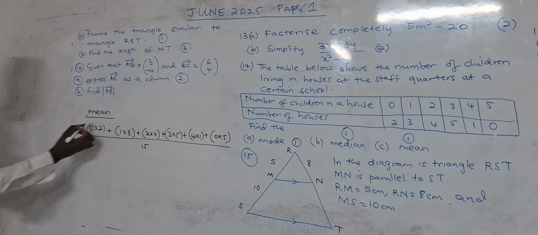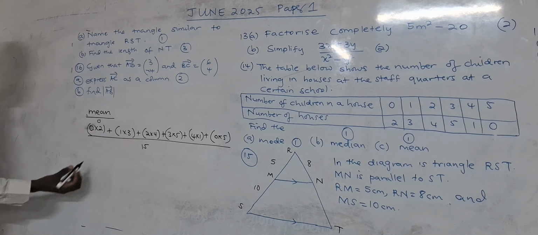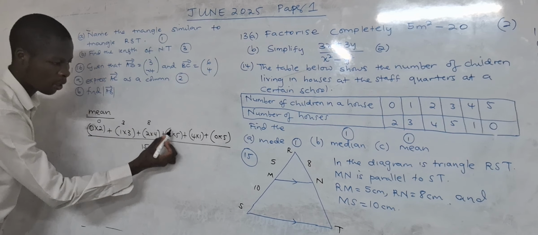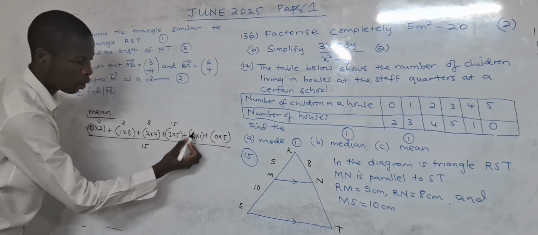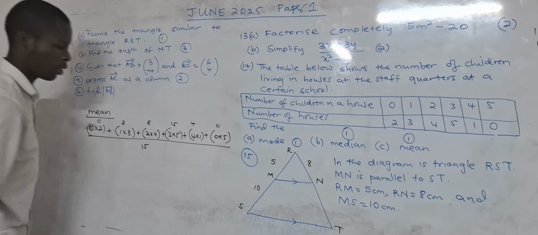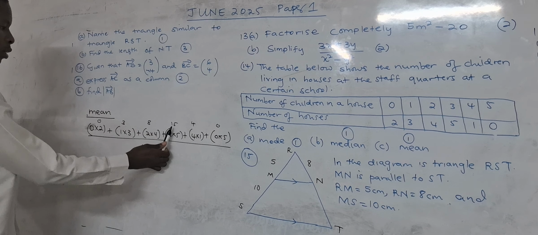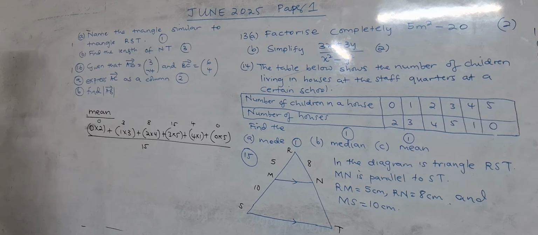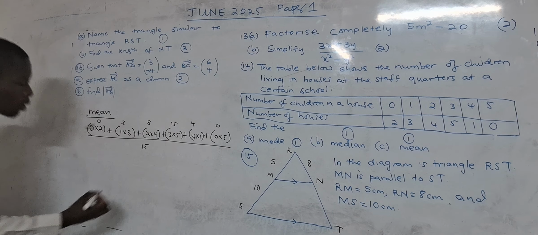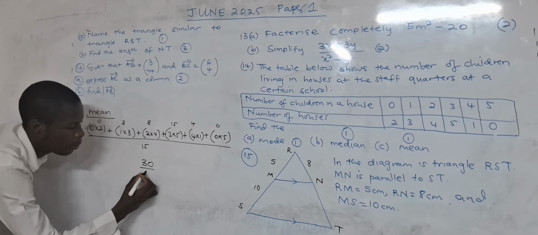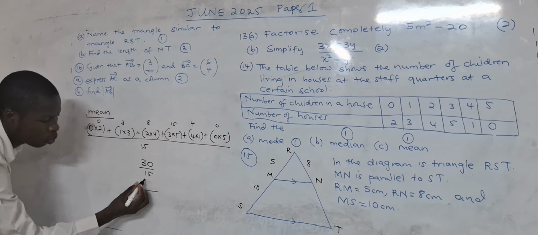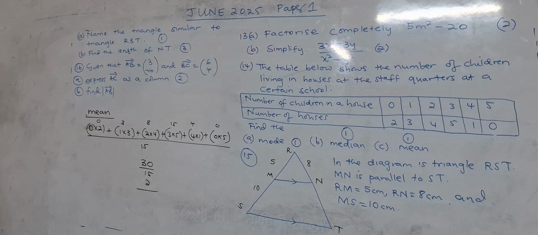If you check, 0 times 2 is 0. 1 times 3 is 3. 2 times 4 is 8. 3 times 5 gives me 15. 4 times 1 gives me 4. 0 times 5 is 0. 8 plus 4 is 12, plus 15 is 27, plus 3 is 30, divided by 15. So the mean is 2. The mean is 2.